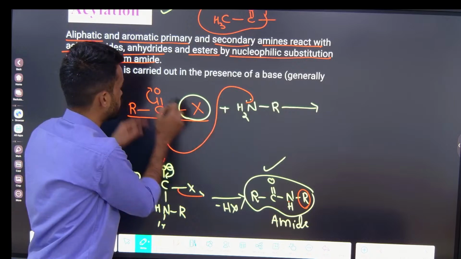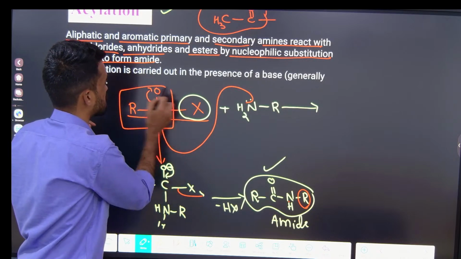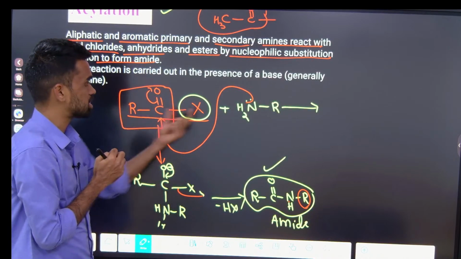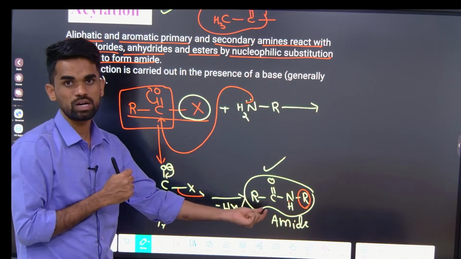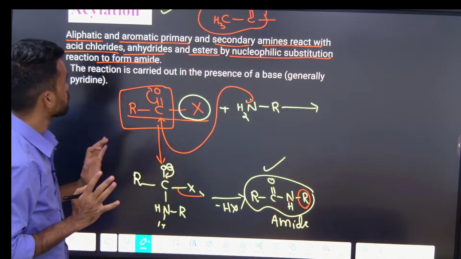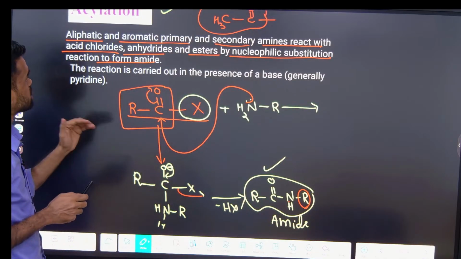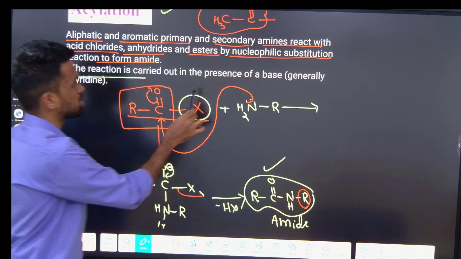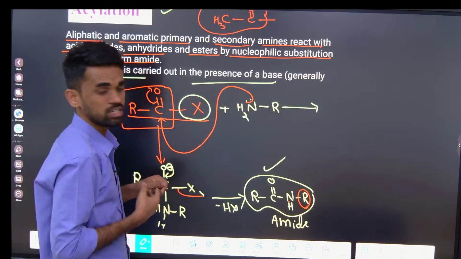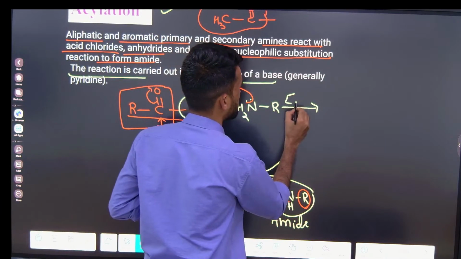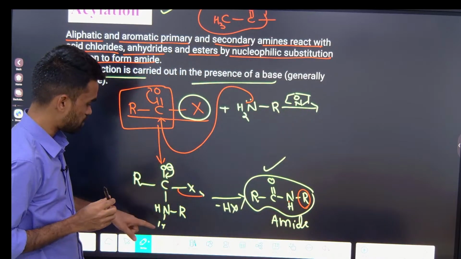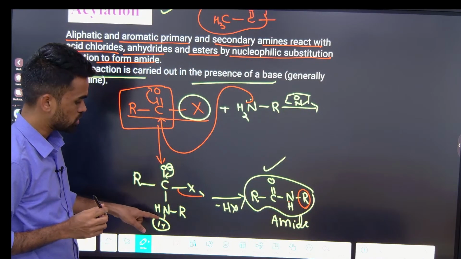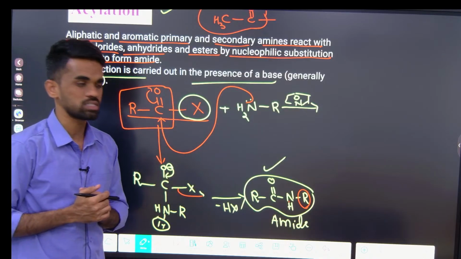On the nitrogen we are adding this group, this group is called the acyl group. This is called acylation. So acylation of amines gives you amides. That's it. Now this reaction is carried out in presence of a base. Generally pyridine is considered. So what is the base here? We can take pyridine. What is the use of this base? That base will abstract this proton from nitrogen, therefore it makes the reaction faster. That's it.